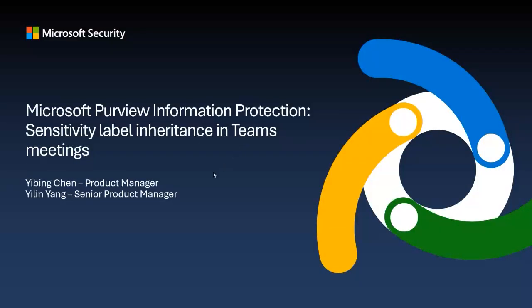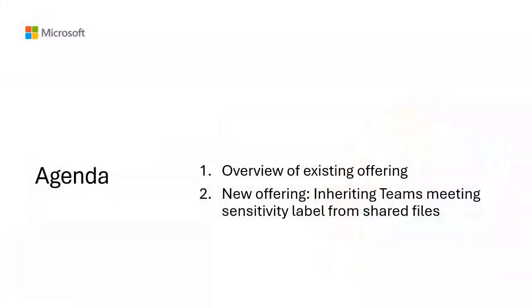Perfect. Okay, so the topic today is that we'll have some new features in Teams protection, sensitivity label inheritance in Teams meetings. There are two parts to our agenda today. First, we'll take a quick overview of the existing offerings that we have. And the second part would be going over the new offering that we want to share with you today.